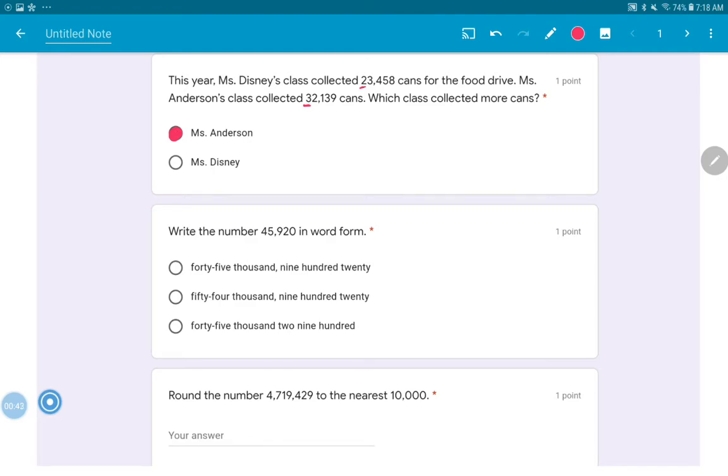The next question asks us to write the number 45,920 in word form. So remember, when we write numbers in word form, we're going to name all of the thousands together. So I have 45,000. Then I name the hundreds, tens, and ones together, 920. 45,920.